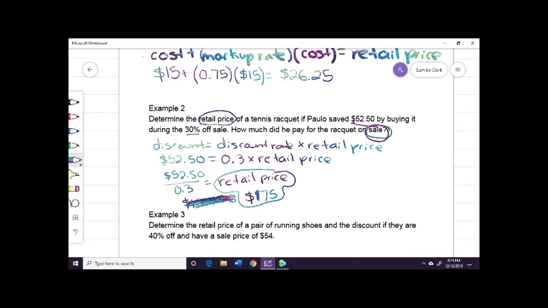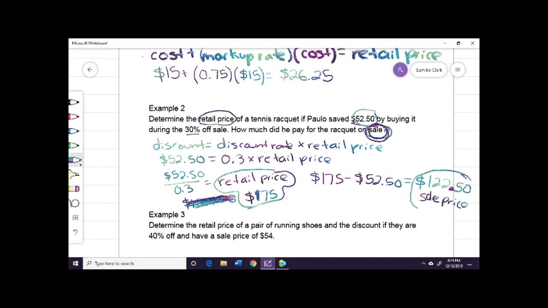Okay, but that's not all it asks. Then it wants to know how much did he pay for it on sale. So we know the retail price, we just solved for that, and we know how much he saved, so then we can figure out the sale price. So we're going to take the retail price, $175, and subtract how much he saved, $52.50. And when you calculate that, that's where you get $122.50. That's the line I was looking at just a moment ago. $122.50 is the sale price.